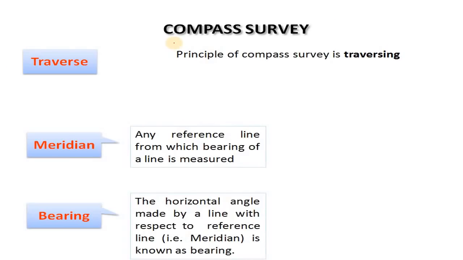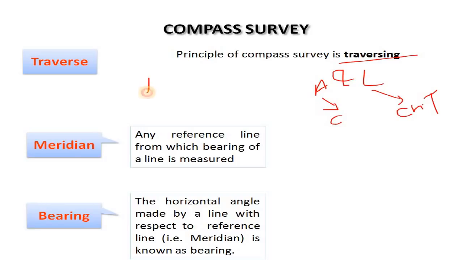In the previous lecture, we studied the chain survey, in which only linear measurement is measured. But in compass survey, we measure both angular and linear. Angular measurement is done by the instrument called the compass, and linear measurement is done by the chain or tape. The principle of compass survey is traversing. Traversing is nothing but a number of connected lines. There is a series of connected lines.